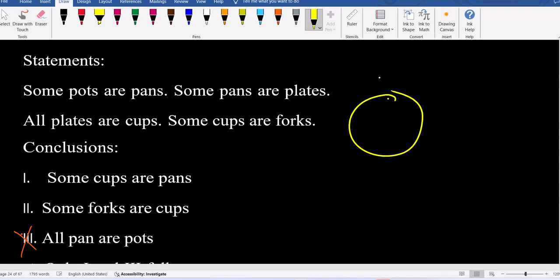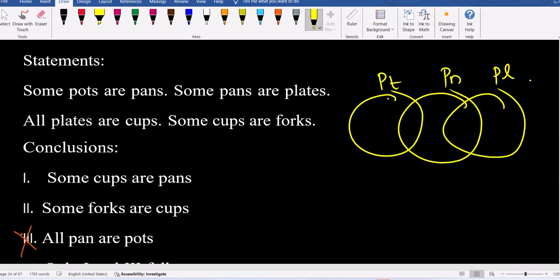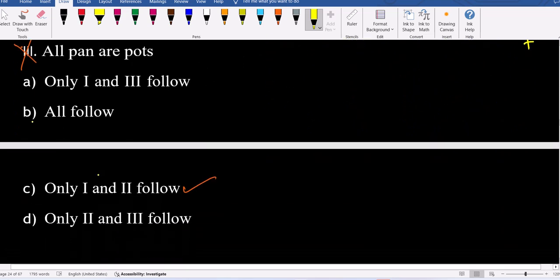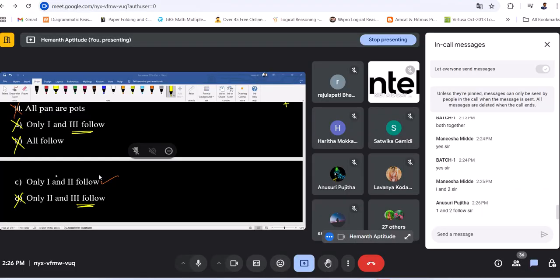Some parts are pans. Some pans are plates. All plates are cups. Some cups are forks. This one diagram may eliminate things. So first conclusion, some cups are pans. Cup and pan are connected. Forks and cups are also connected. All pans are parts. No. Third one eliminated. Only one option without the third one. All follow, no. Third one eliminated. Only option C is suitable. Right.